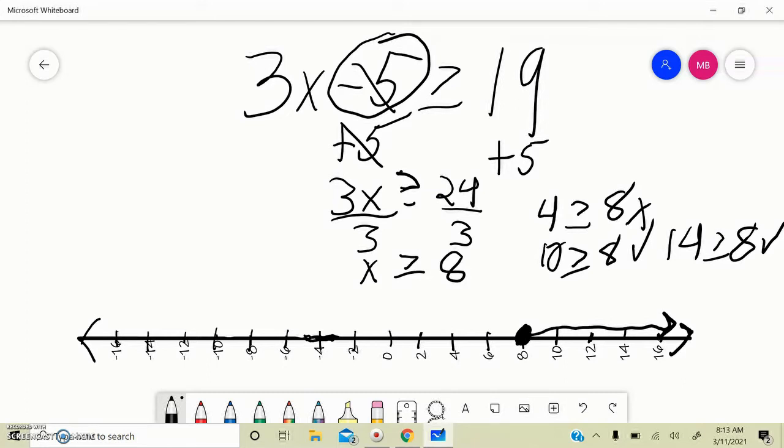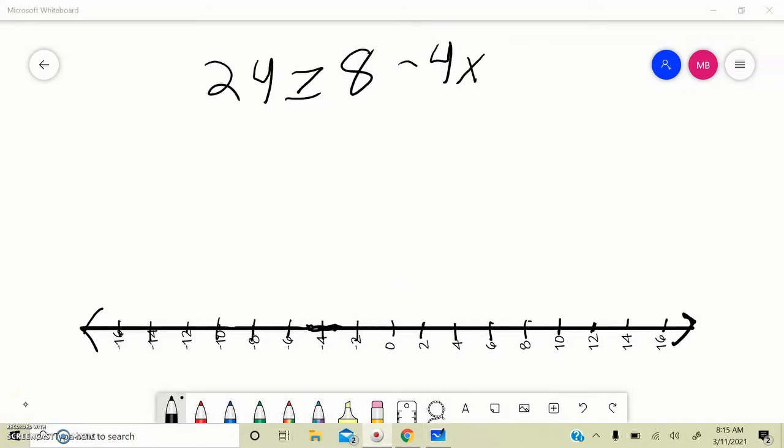So let's take a look at one more inequality. Let's take a look at this inequality. I have 24 is greater than or equal to 8 minus 4x. So again, I'm going to start with my constant here. And that's a positive 8.